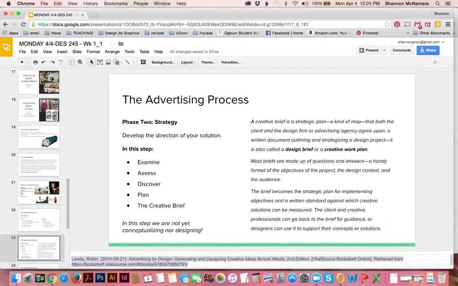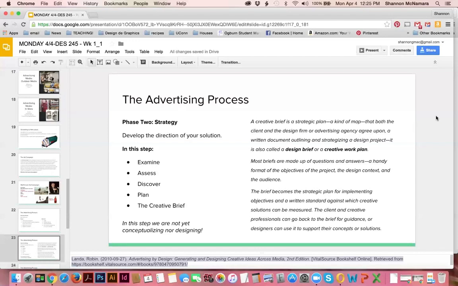It's also a way that professionals can go back to the brief if they need guidance, or designers can use it to support their concepts or solutions. Your main idea or your main plan should be part of that creative brief. For example, if the client has stated that under no circumstances whatsoever should green be used in our advertising, that should go into your creative brief. So if your design team comes back with a first proof that you want to show the client and it's green, you can refer back to your creative brief and say, it's stated right here, clearly said no green, back to the drawing board.